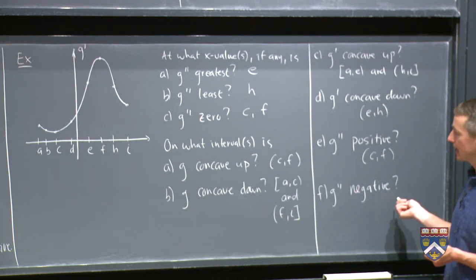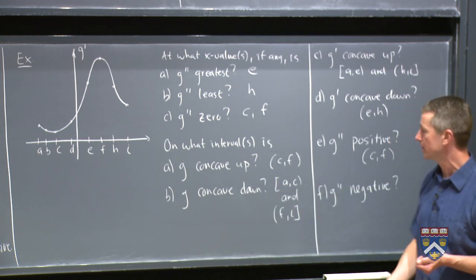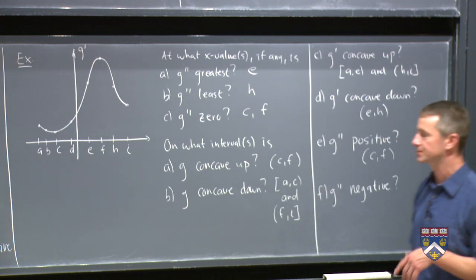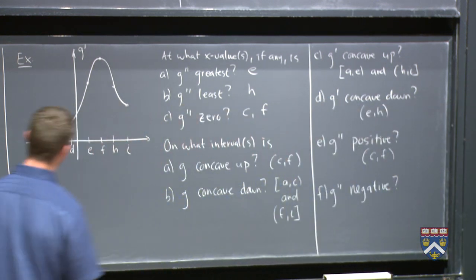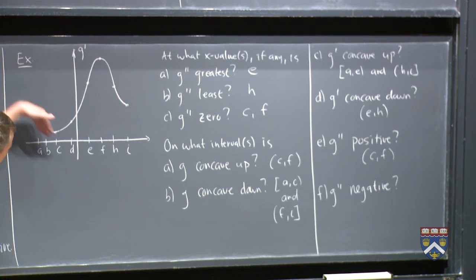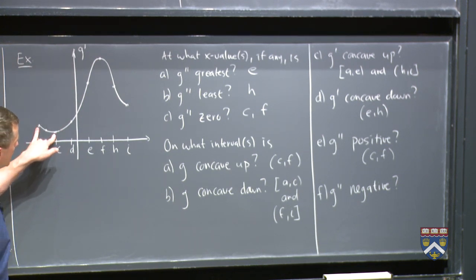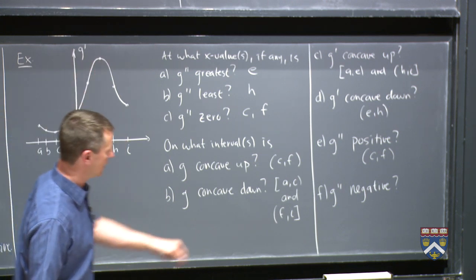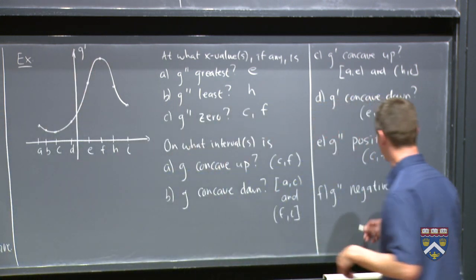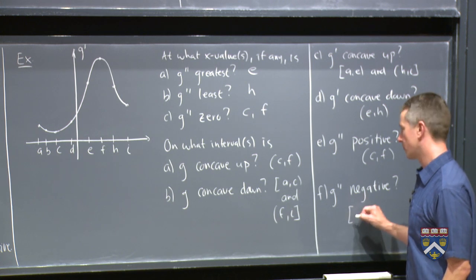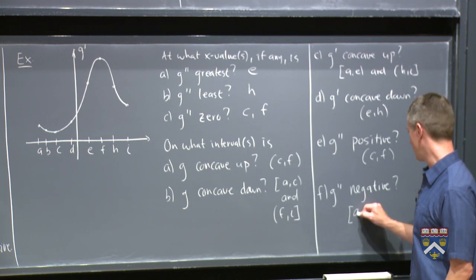Similarly, G double prime negative is the same as saying G concave down, so these should be the same answers, and let's confirm that. G double prime negative is when G prime has a negative slope. So where is the slope of this graph negative? From A to C, and then again from F to I, and look, those are exactly the same answers that we wrote down for part B, where G was concave up.